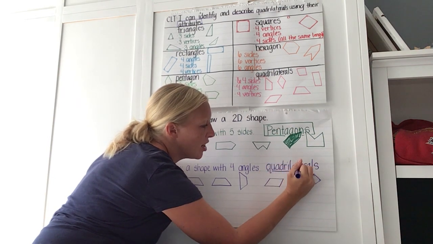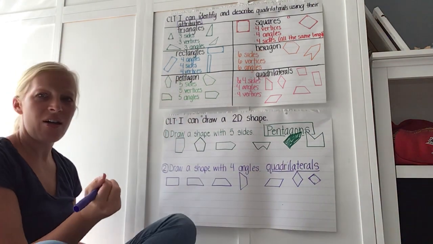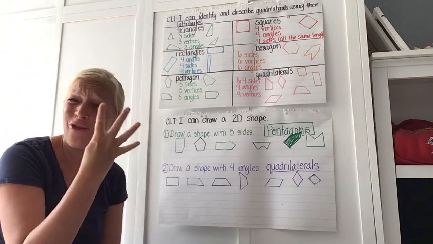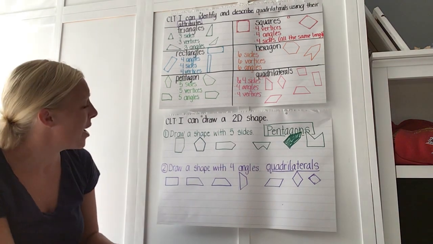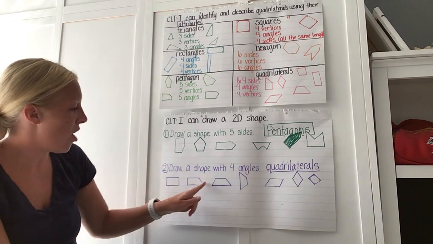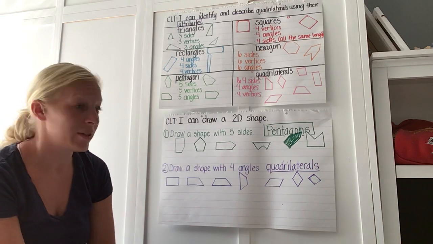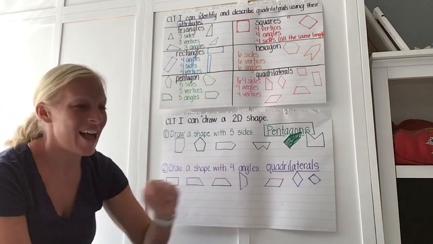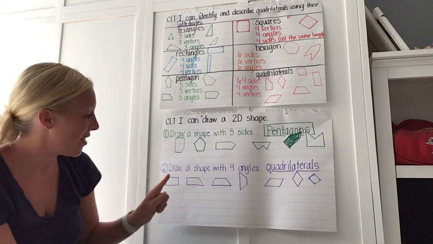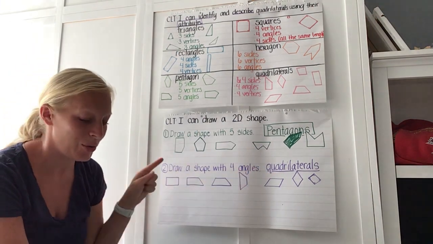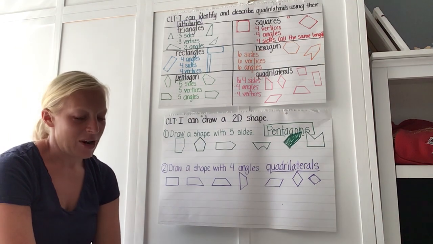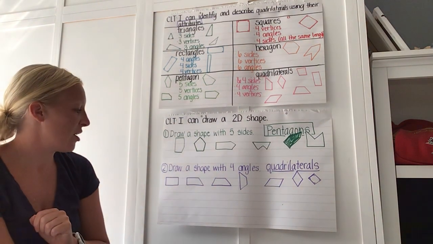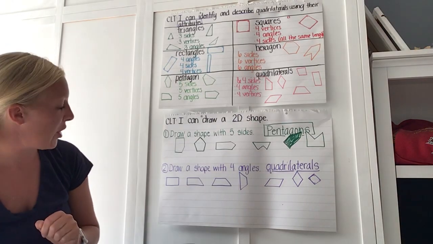Yes, these quadrilaterals all have 4 angles. They all have 4 sides. Absolutely. All of those are quadrilaterals. And yes, there's that rectangle and there's that square that are in this category too. All right, ready for the last one? And then you're going to do some work in your workbook.